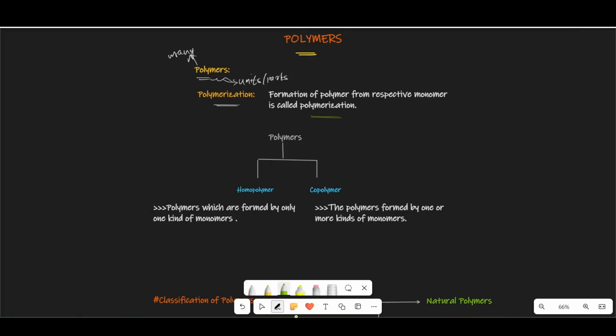It's just simple. If you take n moles of monomer, then from this we'll get one polymer. Let me write it here like this. This is polymer, right? And this is monomer. The process of formation of polymer from the respective monomer is called polymerization.